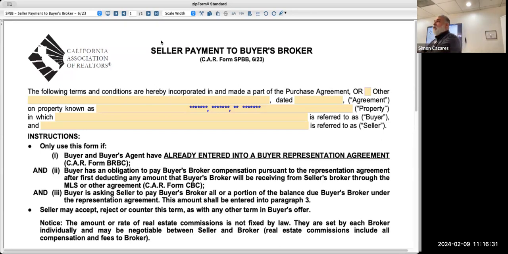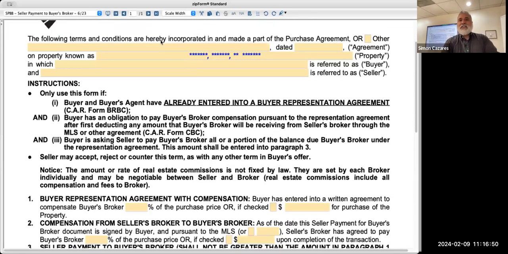Because now you're fully disclosing to the seller the intention of what the buyer is paying you as compensation, right? Even though the listing agent knows that the buyer representation is also a credit, if anyone else pays a commission.